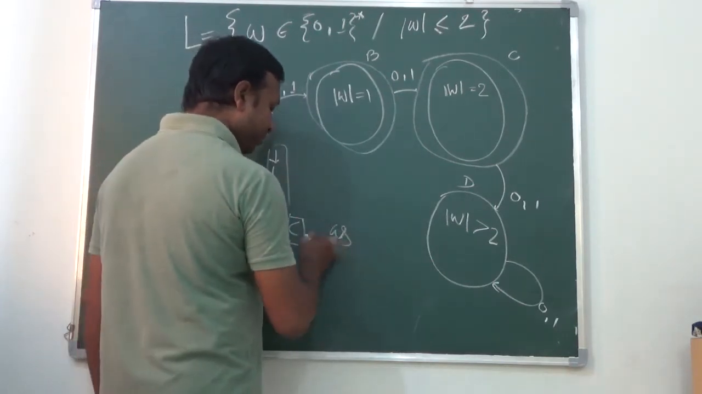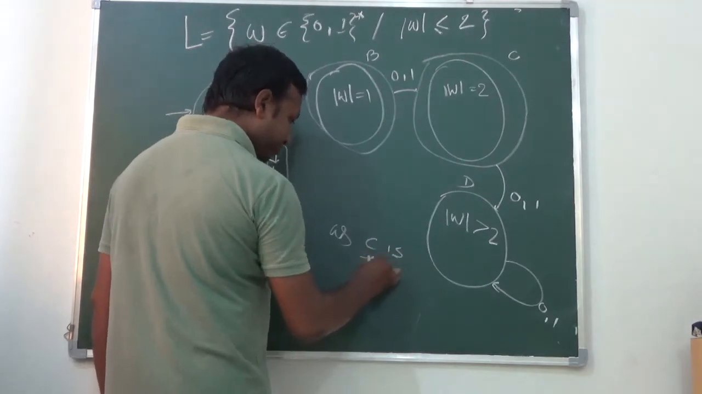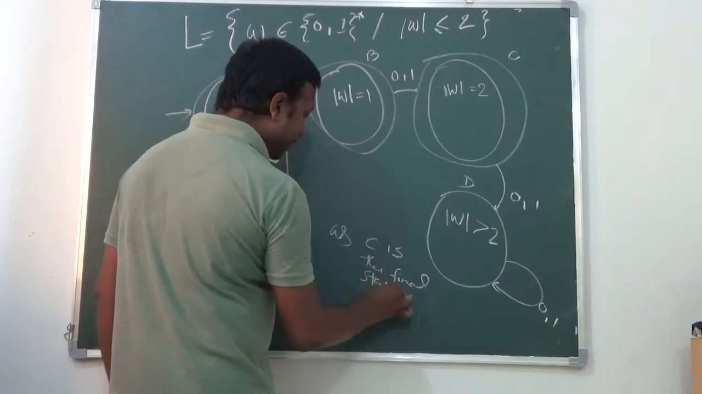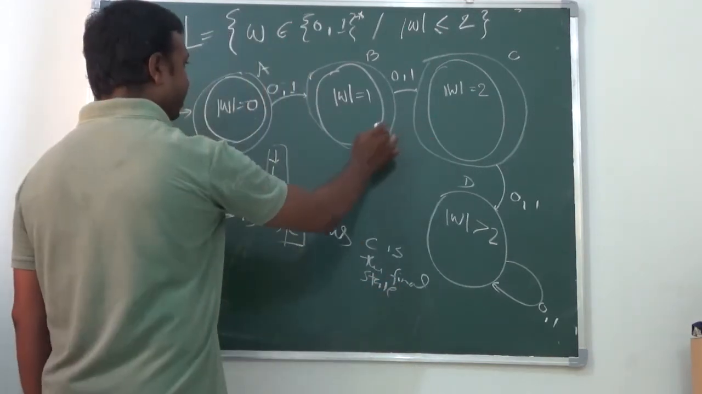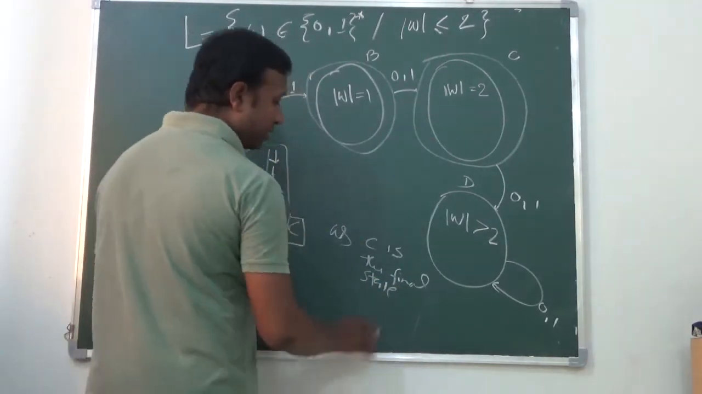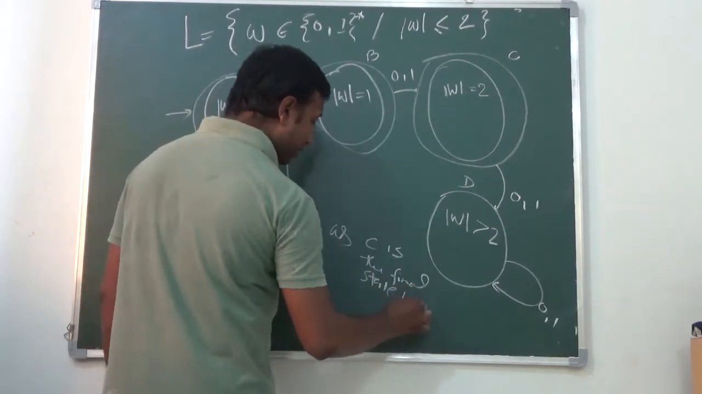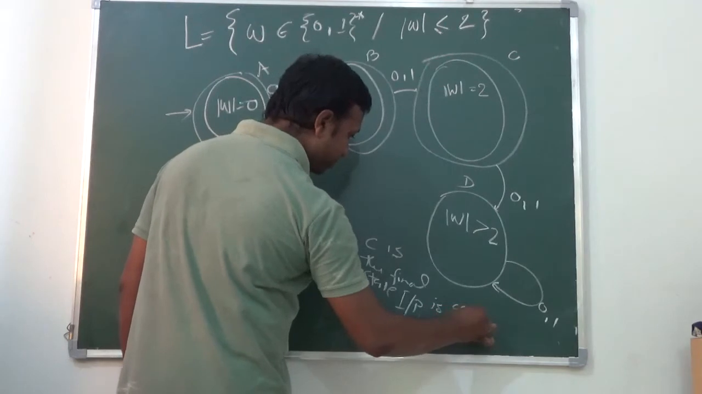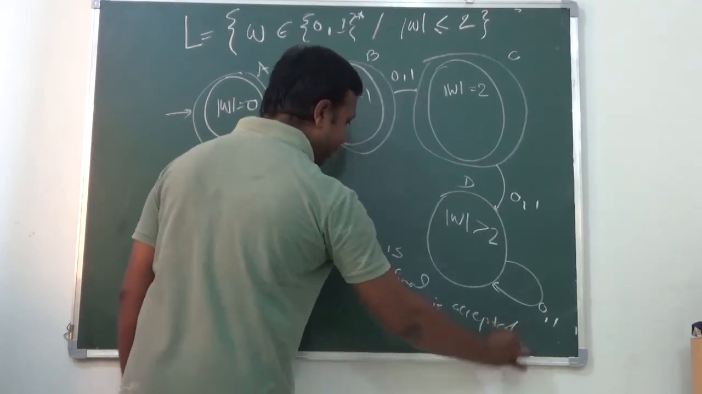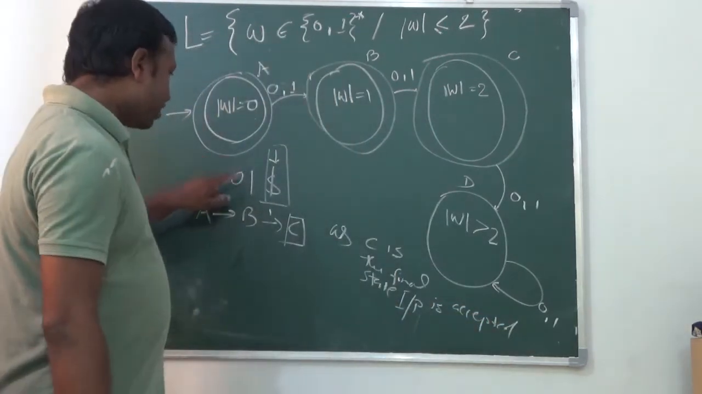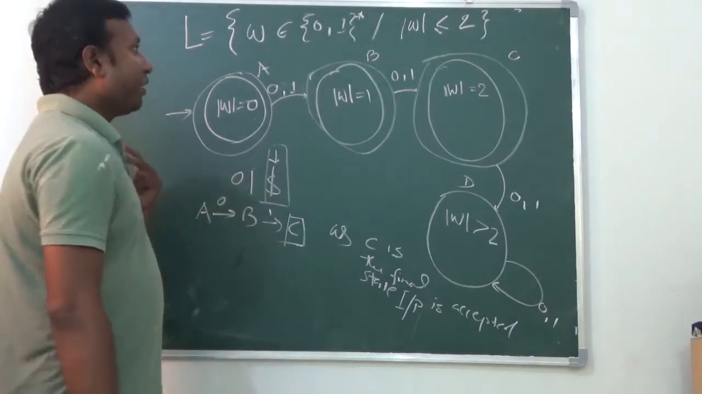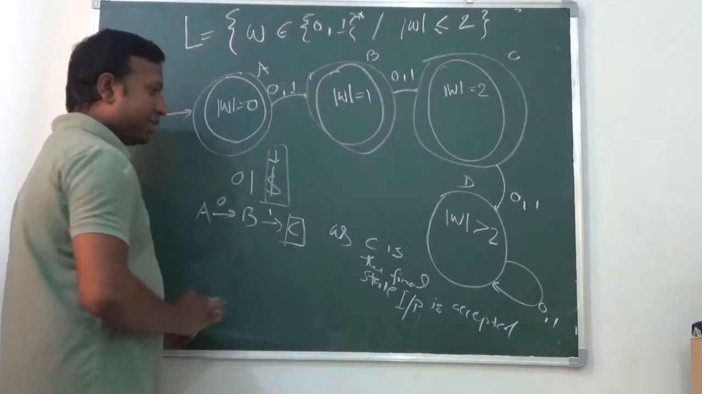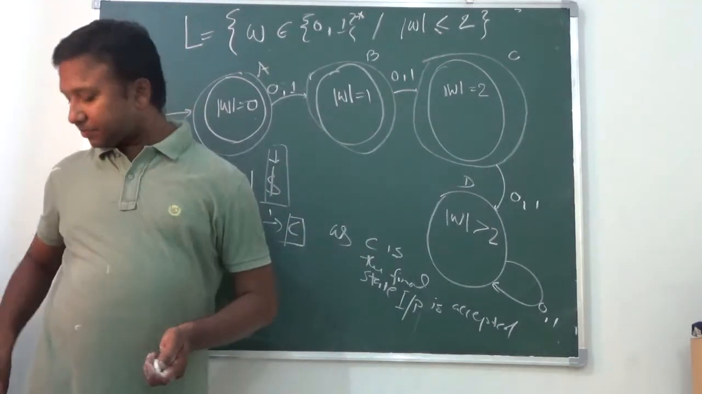So as C is the final state, how do we determine it's a final state? It is written in double circle. So if it is a final state, the input is accepted. And it is quite obvious because the length of this 0 1 is 2, and we should accept all the strings with length less than or equal to 2. So this string will be accepted.